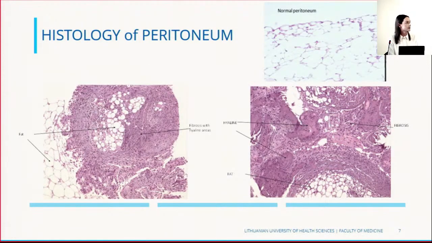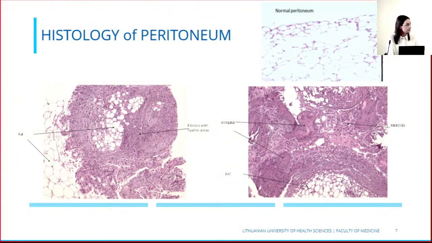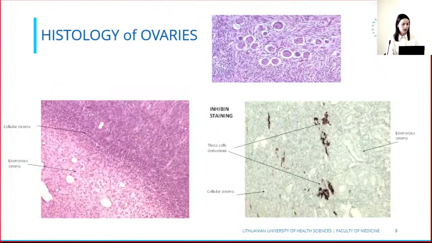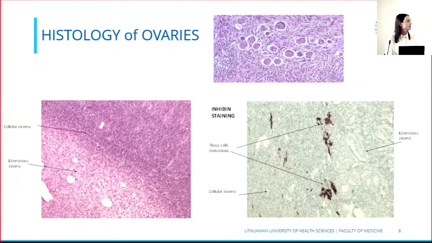So how this disease looks histologically: in the upper right corner we see how normal peritoneum should look, and down here we see our patient's material, so we see normal fat cells and abnormal fibrosis with hyaline areas. Histology of ovaries: also in the upper right corner we see how ovaries normally look. We see cellular stroma and some follicles, and down here we see our patient's histology material, so we see abnormal edematous stroma instead of cellular stroma.